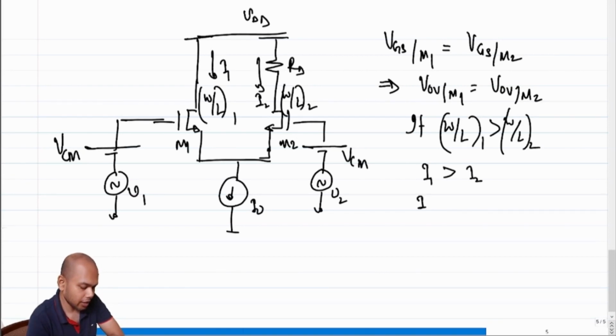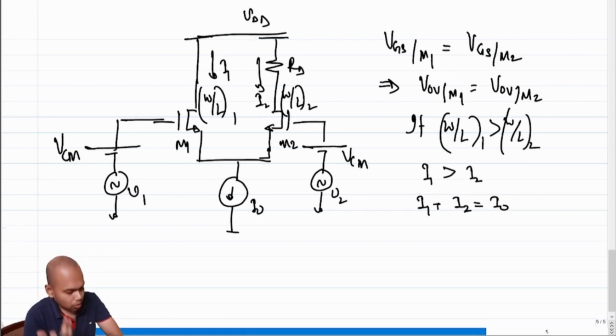And what is sacrosanct? The sacrosanct condition is I1 plus I2 is always equal to I0. Correct? So you can write out the equations. You can write out the saturation condition equations of M1 and M2, and you will be able to find out what will be the exact I1 and what will be the exact I2. Once you know what the exact I1s and I2s are, then you will know what the transconductances are, what is GM1 and GM2.